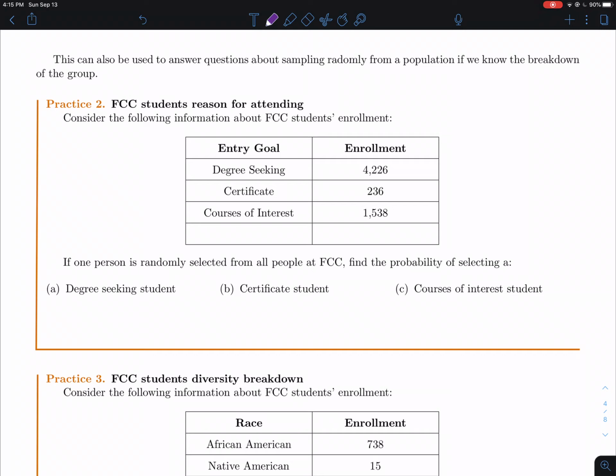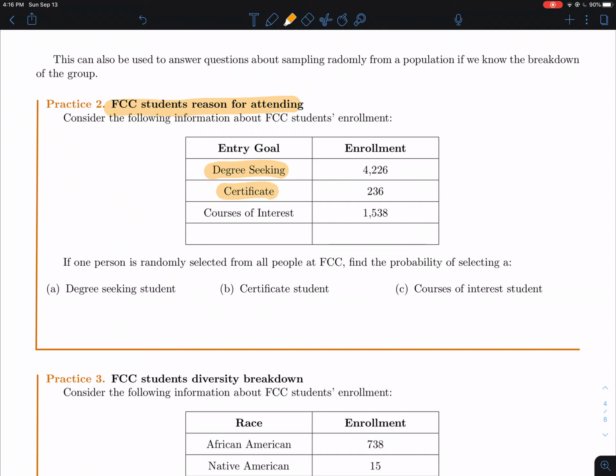Another cool way that we can use empirical probability is by randomly sampling a population or a sample, and breaking it down by group. In this case, the first practice I want you to look at is FCC students and the reason they're attending FCC. This is actual enrollment data from FCC. We've got degree-seeking students, so that would be if they're getting an AA, an AAS, an AAT, an AS. Any of the 2-year degrees would fall into that category.